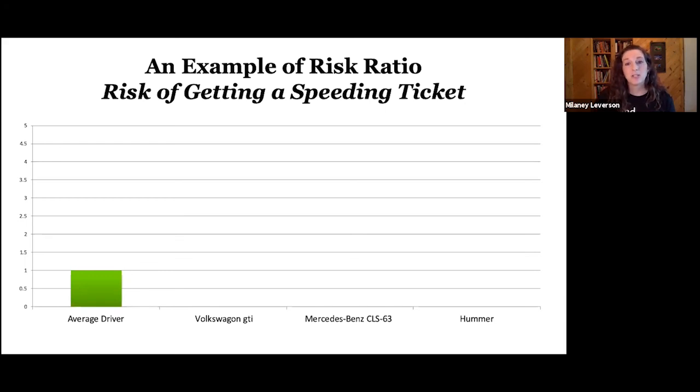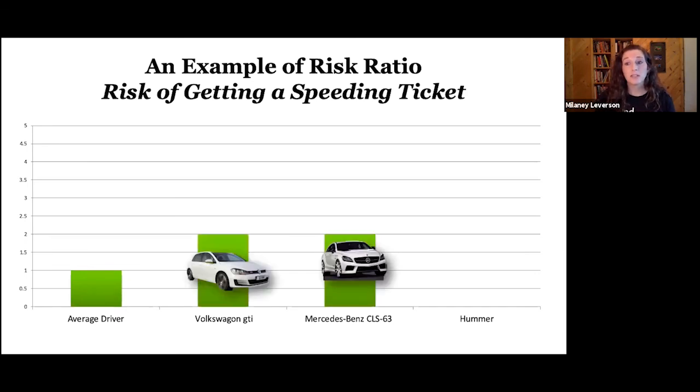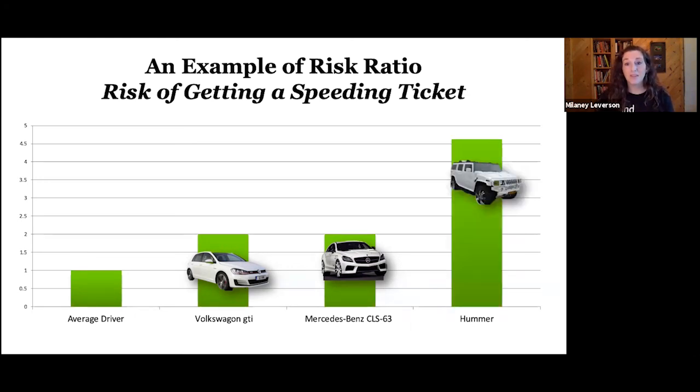But if you start to look at whether certain groups are more likely to get a ticket compared to another group, then you have a risk ratio. So men who drive a Volkswagen GTI or a certain type of Mercedes-Benz are twice as likely to get a ticket than the average driver. They might as well plan on it. In this case, we would say male drivers in these cars have a risk ratio of 2, or they're twice as likely. Interestingly, if these male drivers are in a Hummer, they have a risk ratio of 4.6, or almost 5 times the risk of a ticket compared to the average driver.